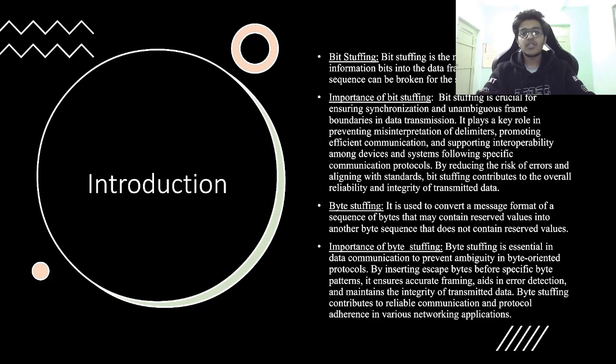Next, we have the importance of bit stuffing. So, bit stuffing is very crucial for ensuring the synchronization and the unambiguous frame boundaries in data transmission. It is also going to play a very important role in preventing the misinterpretation of delimiters, promoting efficient communication in systems. By reducing the risk of error and aligning with standards, bit stuffing as a whole is going to contribute to the overall reliability as well as the integrity of the transmitted data.